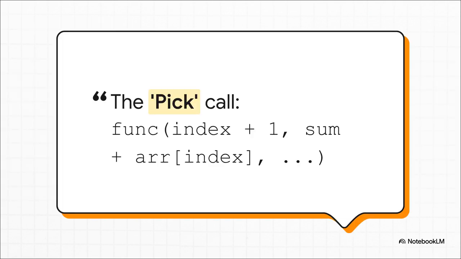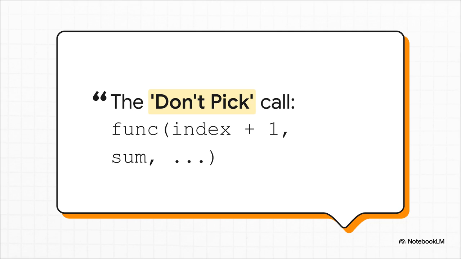This is pretty much what that pick choice looks like in code. We just say, hey, call the solve function again, but this time move to the next number in the list and, oh yeah, add the current number's value to the sum before you go. And the don't pick call is almost the same. We still say move on to the next number, but this time we just pass the sum along exactly as it is. Nothing changes. These two simple lines of code are the engine that drives the whole thing.